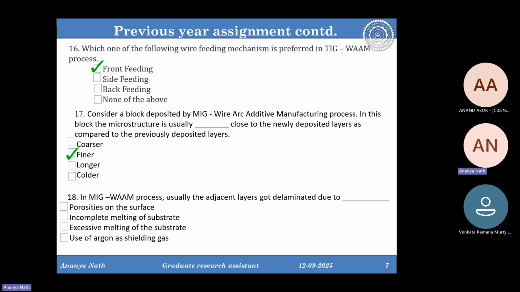In MIG process, usually the adjacent layer gets delaminated due to the incomplete melting of the substrate. So that's why the penetration depth in the substrate is important while printing the first layer.